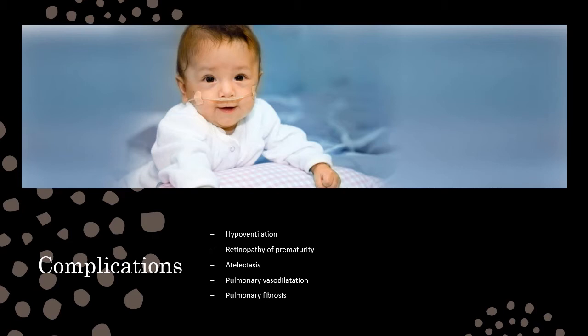Current practice supports oxygen therapy targeting SpO2 levels of 88 to 95% and maintaining a pAO2 of 50 to 80 millimeters of mercury in premature neonates, and ROP.